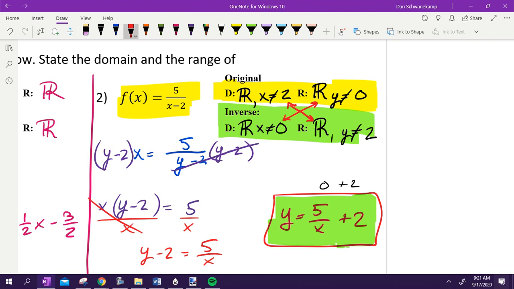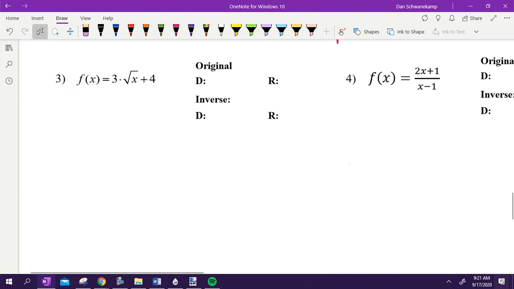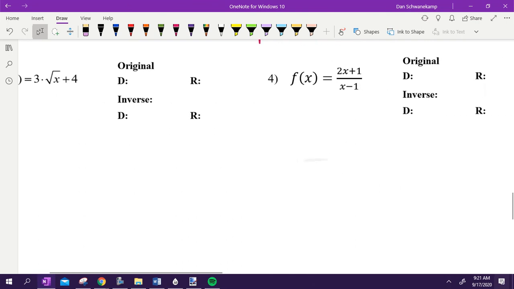Trying to make sense on that one. I'm going to skip 3. Let's go to 4.